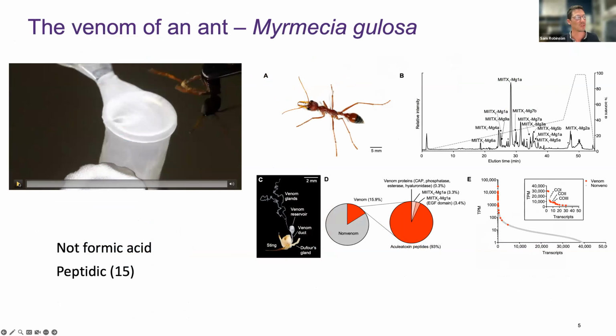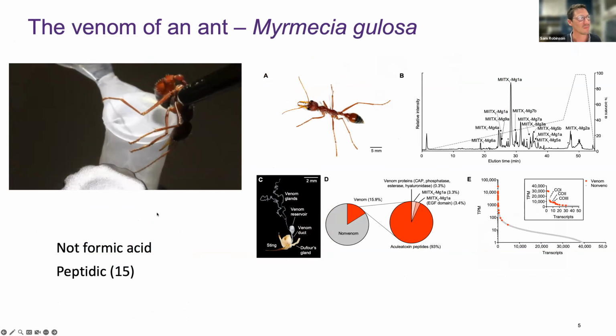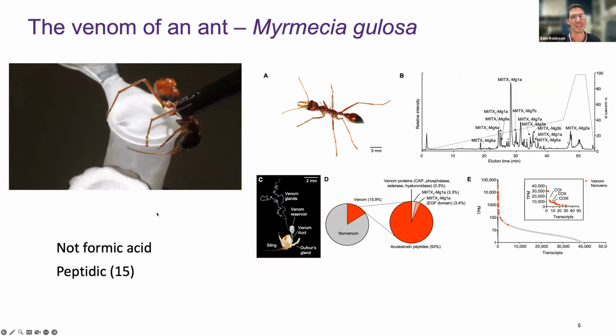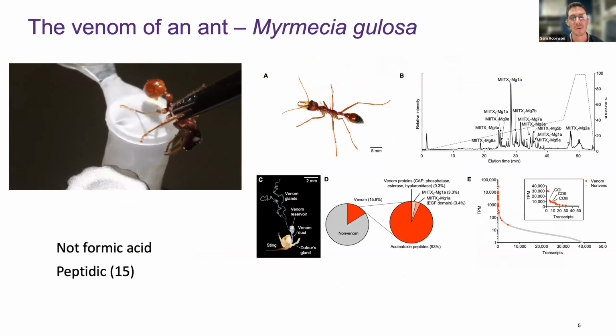Ivan and I wanted to look at the venom of this particular ant. We didn't really know how, so we came up with this way of collecting the venom. And as you can see, it's pretty simple. We just hold the ant and they're quite happy to sting this parafilm.